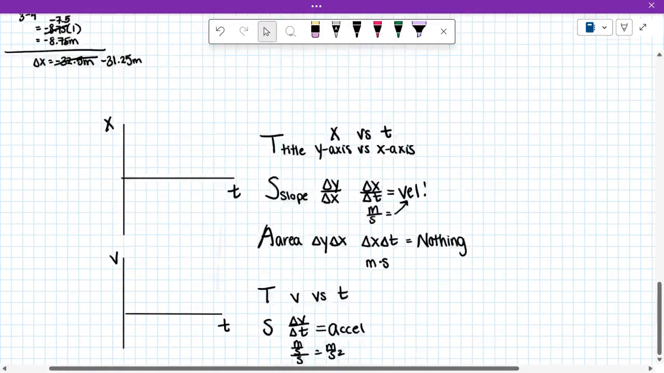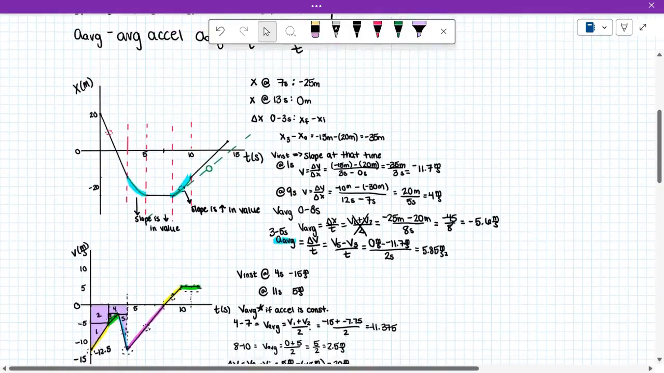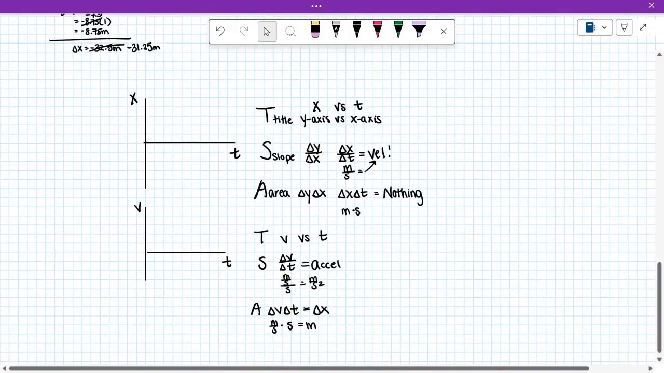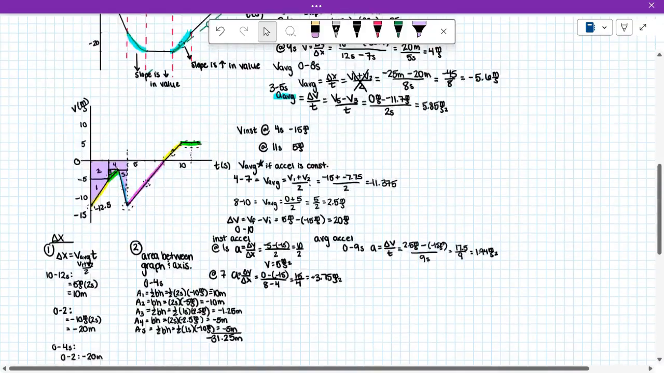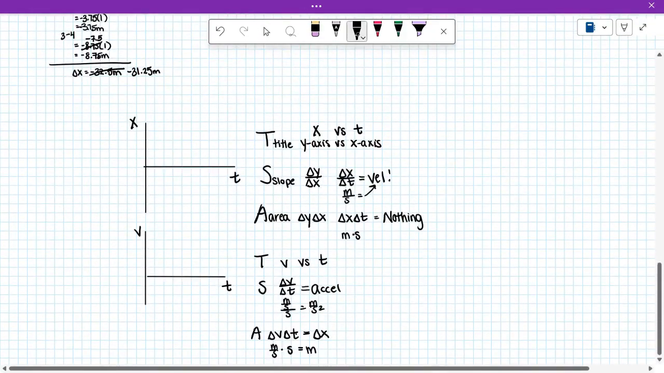So if remembering all of this stuff felt overwhelming, if you can just remember how to TSA a graph, you actually don't need to memorize all of this stuff. You just need to remember how to use TSA. Okay? And that's it.